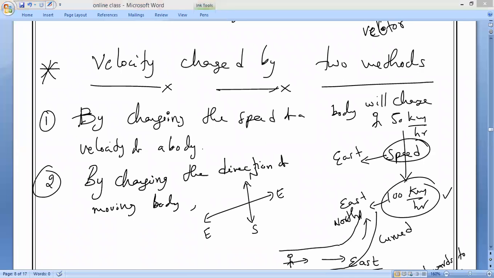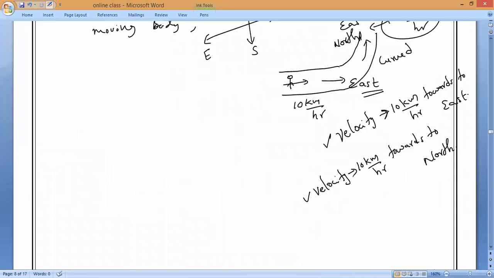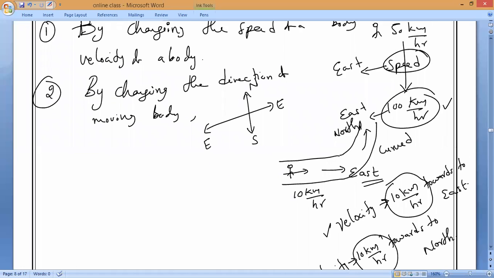Understanding, but speed is constant. Have you noticed it, everybody? Speed remains constant. Speed is how much in both the cases? What is the speed? 10 kilometer per hour. Speed remains constant. Understanding? So what is changing? Only direction is changing. By changing the direction of a moving body, by keeping what? By keeping speed constant. That is the second method.